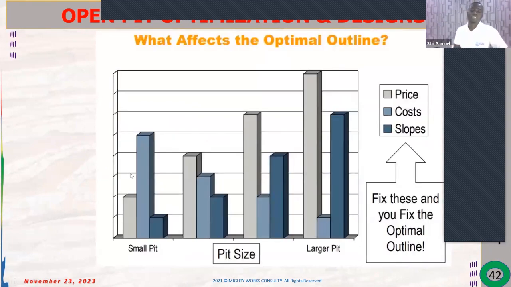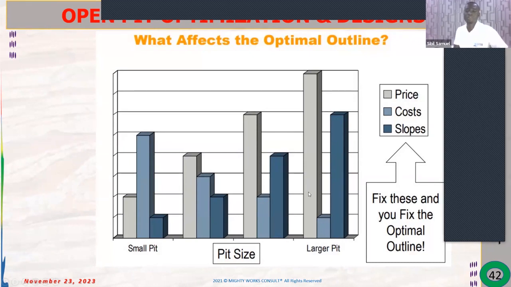Yeah, the whole thing is to get the pit, but at the end, your pit will be a small pit or a larger pit. It depends on 3 factors: price, cost, and slope. So when price is very bad, you end up with a small pit because cost is high. The same thing happens when price is good. Now, from here, you are going to end up with a very large pit because cost will automatically go down.